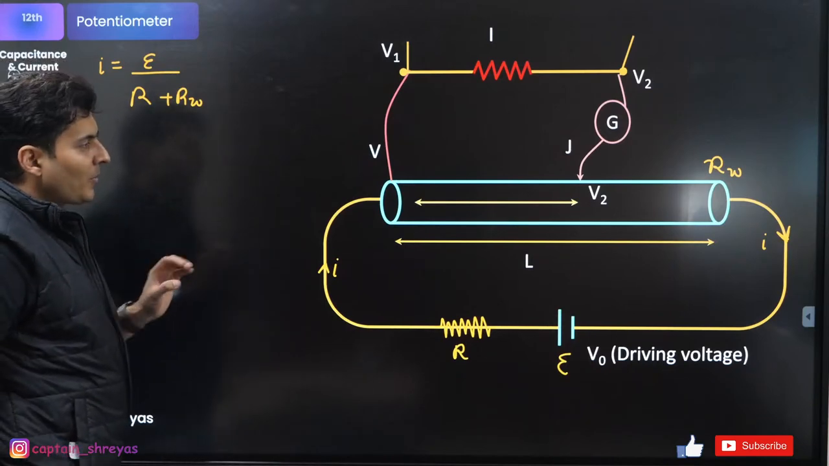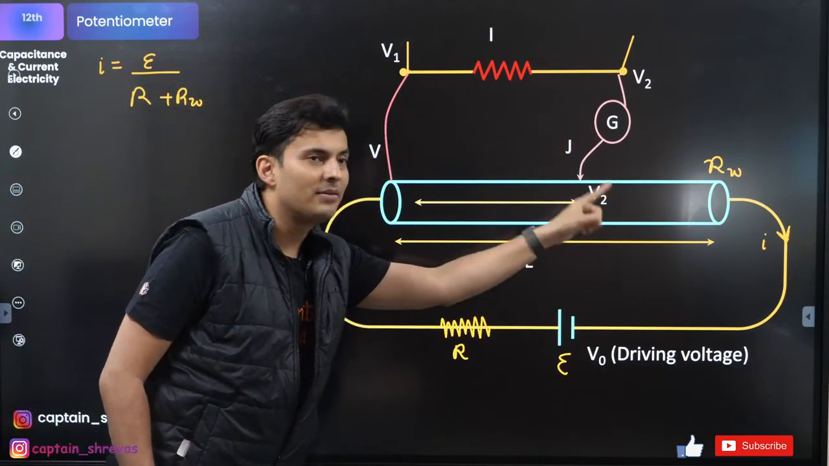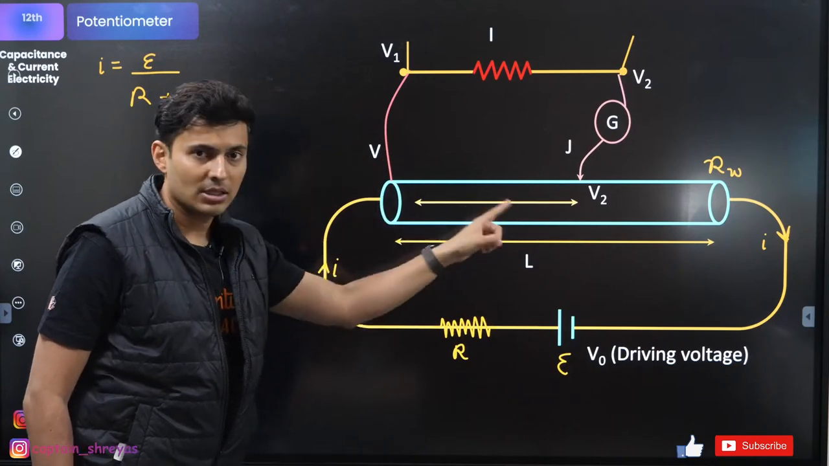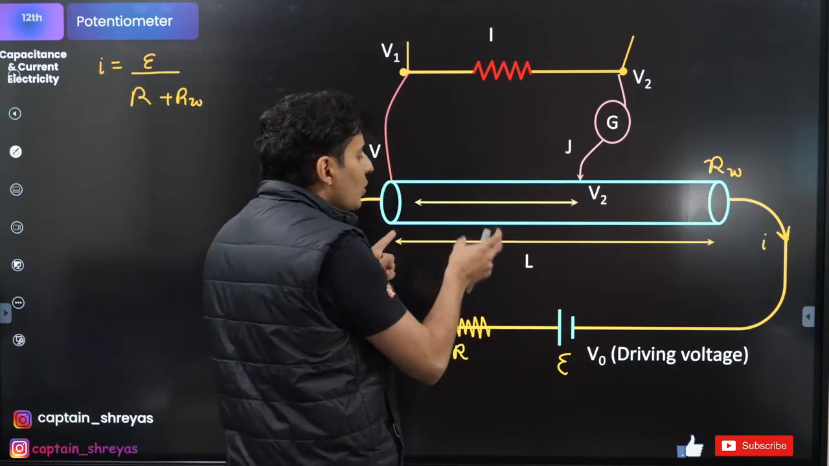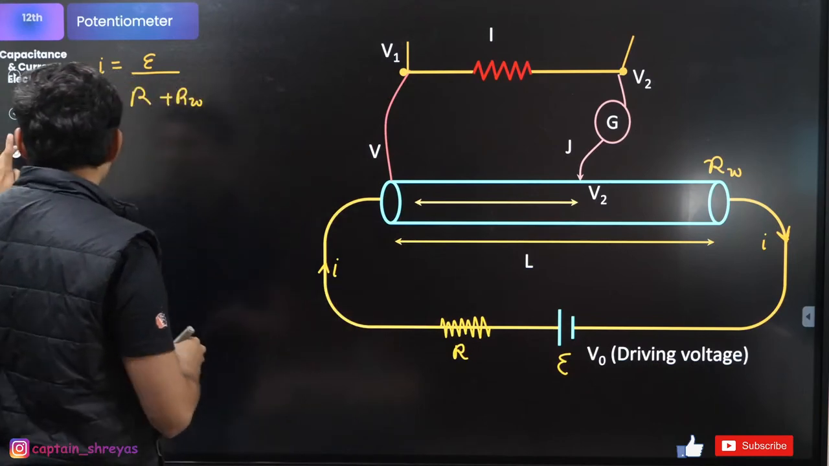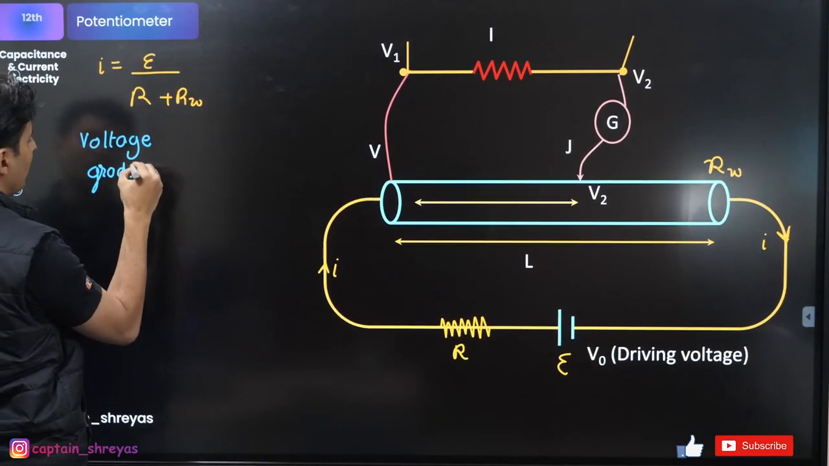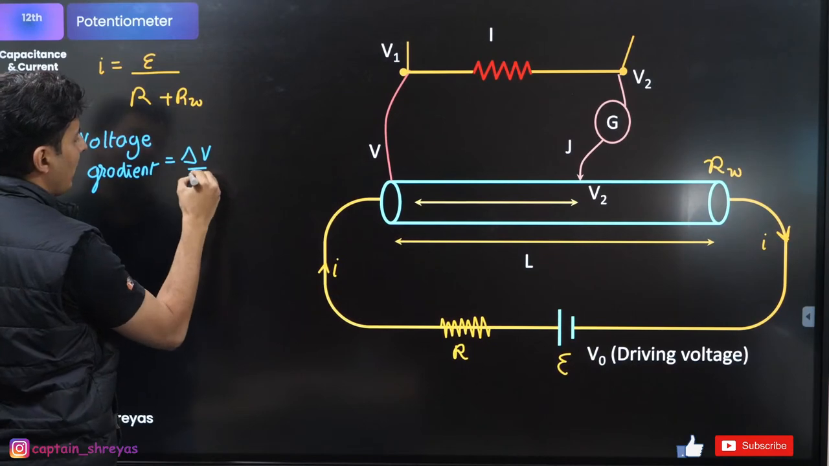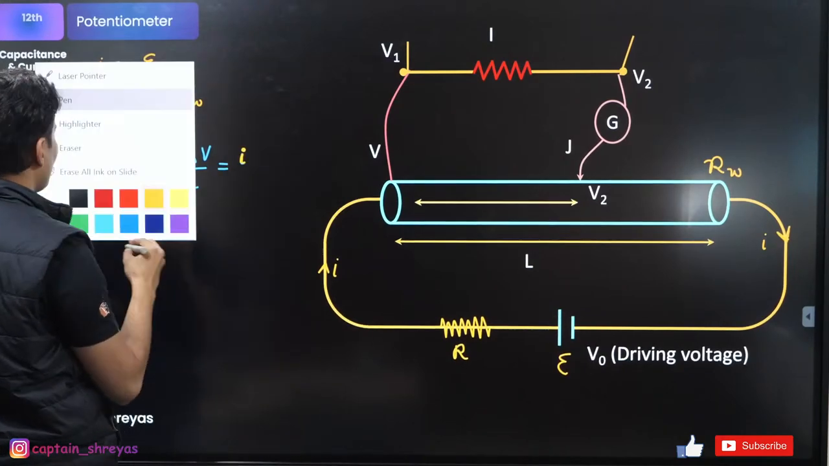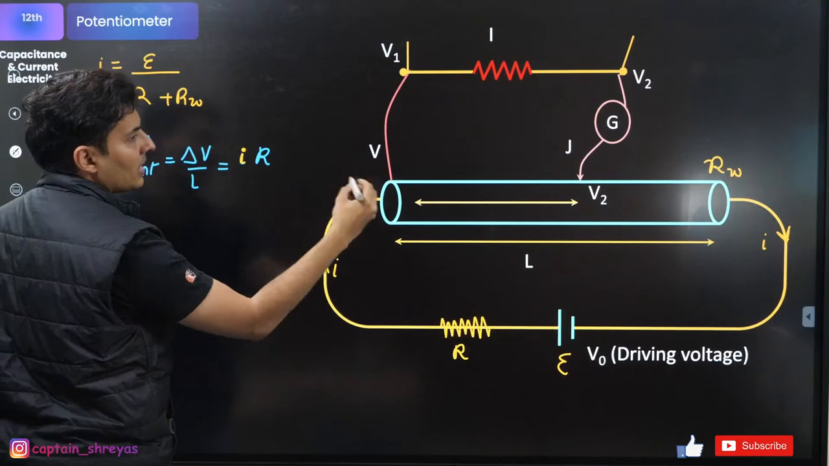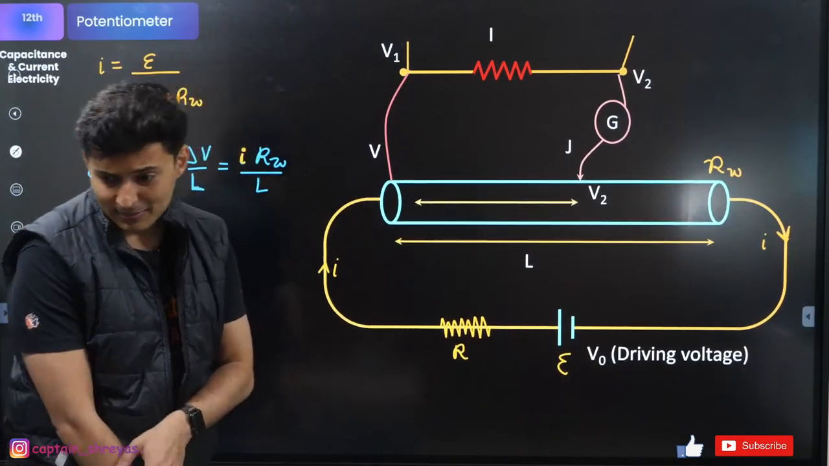Okay, so this is the current. Now, the next important thing is that you have to find the voltage difference across the terminals of the wire and divide by the length. That gives you the voltage per unit length, the voltage gradient. This is generally required for solving potentiometer problems. It is delta V by the length. Delta V will be the same current, whatever you found, into the resistance of that wire, divided by the length of that wire. That's it. I hope this is clear.